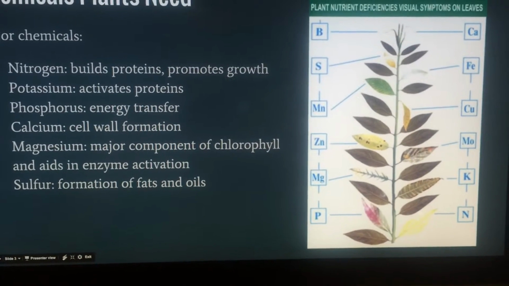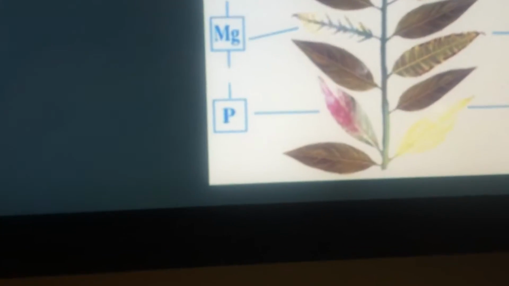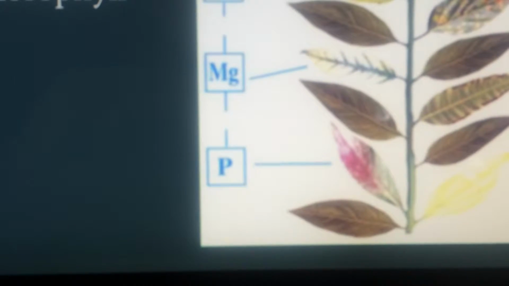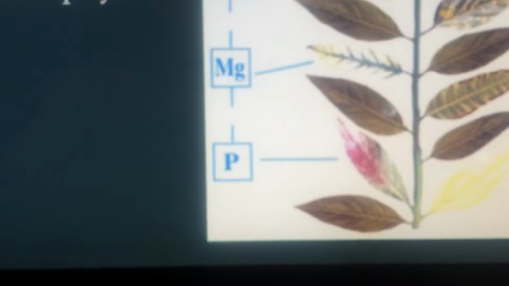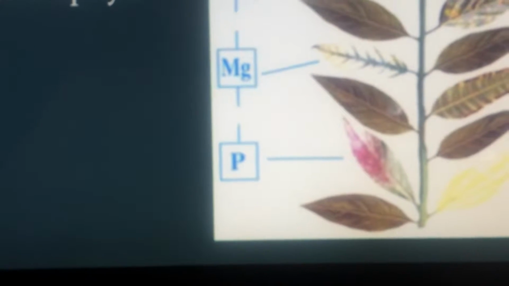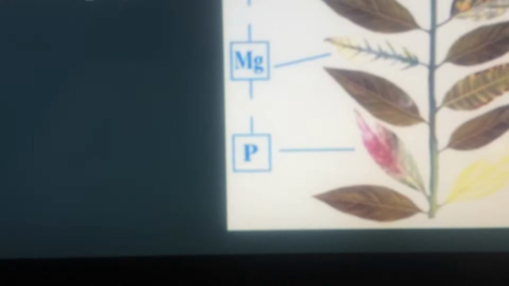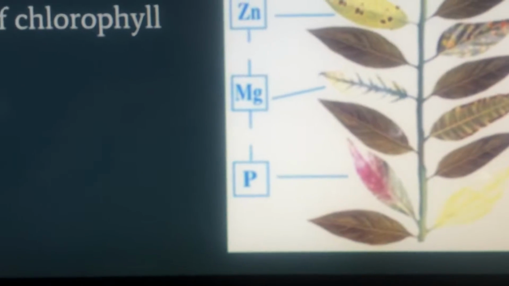Phosphorus is an energy transfer inside the plants. And as you see here, the pinkish greenish one, phosphorus is not completely spread throughout the entire leaf. And so when it does not, plants actually turn pink because they don't have the energy to activate those proteins in order to turn green.